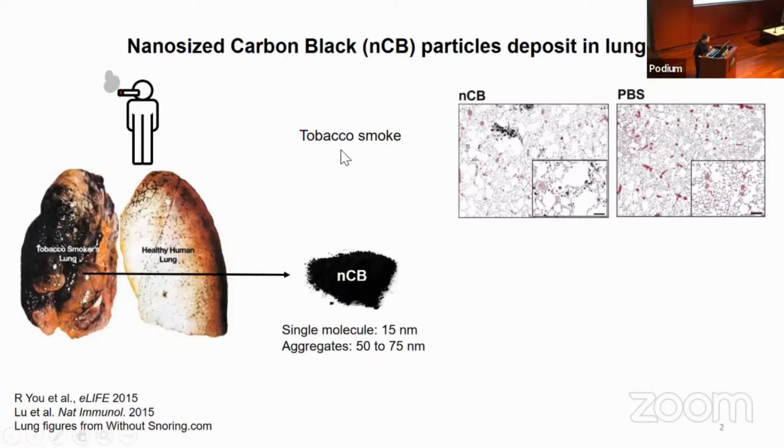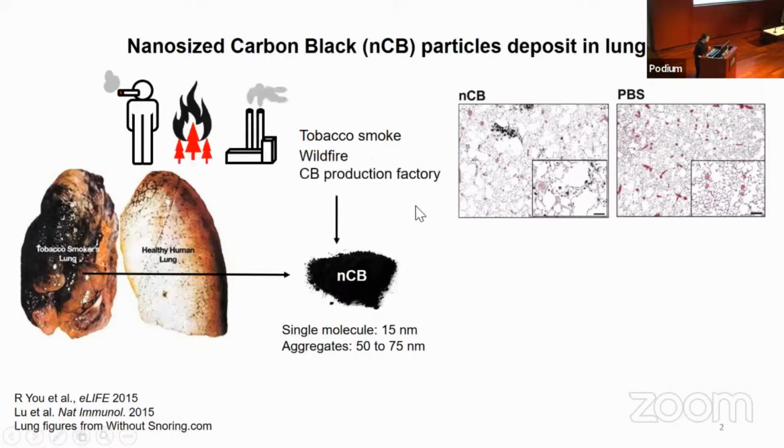Carbon black is not just found in tobacco smoke, but also in wildfires and carbon black production factories. In fact, any kind of organic matter undergoing incomplete combustion can generate these carbon black particles. The particles just get into the air, and everyone can have a chance to be exposed to them.